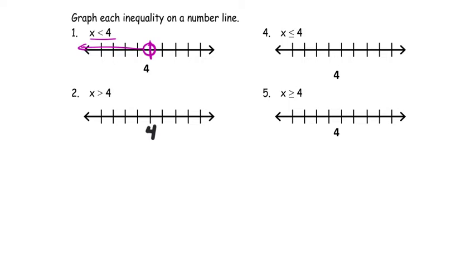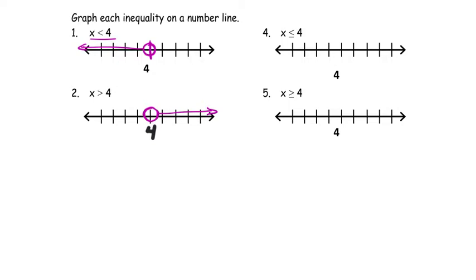Number 2, x is now greater than 4. So it's not equal to 4. So at 4, I will put an open circle again. This one, however, is eating the x, which would make the line go to the right. Now, there's different ways to show the line. Well, I'll show this next one a little bit differently.